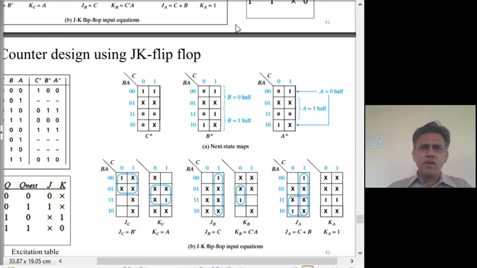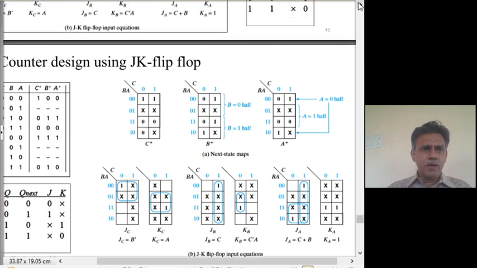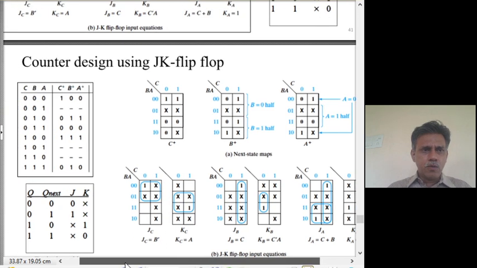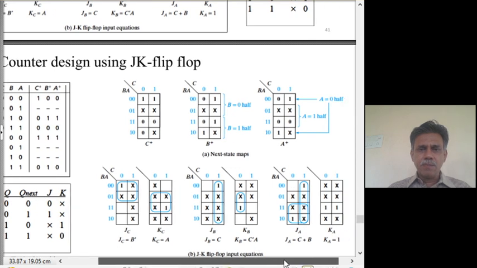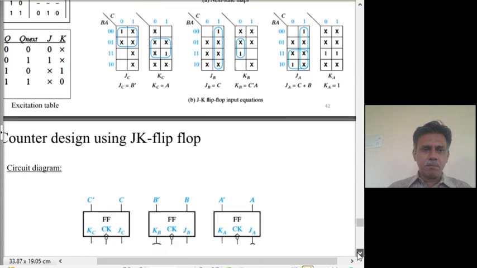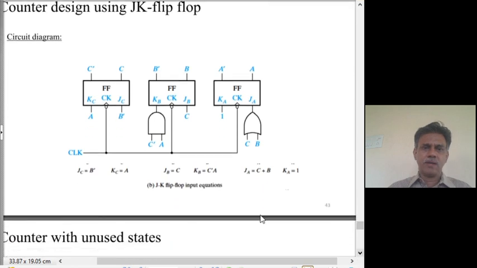The same operation which you have done earlier, we redo it. We don't need to again do this one, all the same value. So this will be B dash A, C, C dash A, C plus B, and K is equal to 1, you get it. Now you can populate the diagram, which is what we have done here.